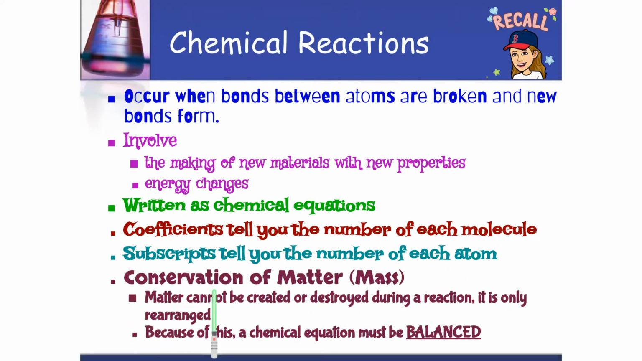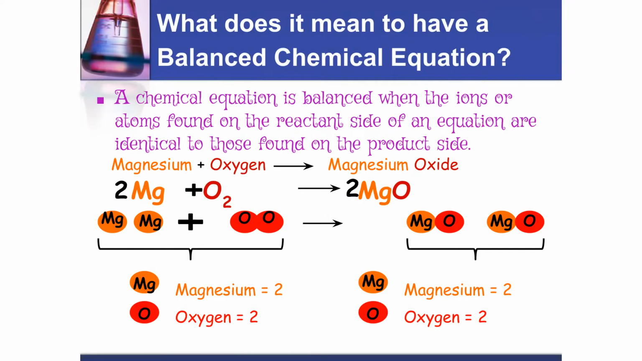And then the conservation of matter, or the conservation of mass, is that matter cannot be created or destroyed during a chemical reaction. It can only be rearranged. Because of this, a chemical equation must be balanced. But what does it mean to have a balanced chemical equation? A chemical equation is balanced when the ions or atoms found on the reactant side of an equation are identical to those found on the product side.